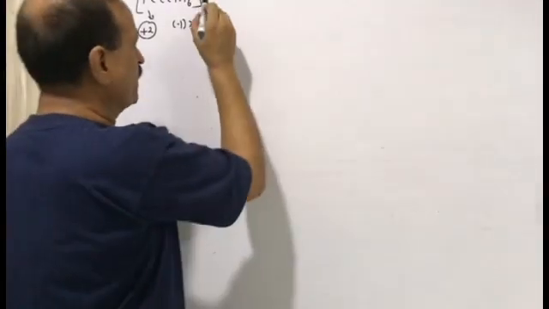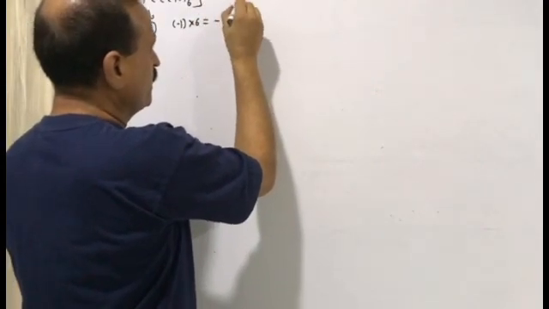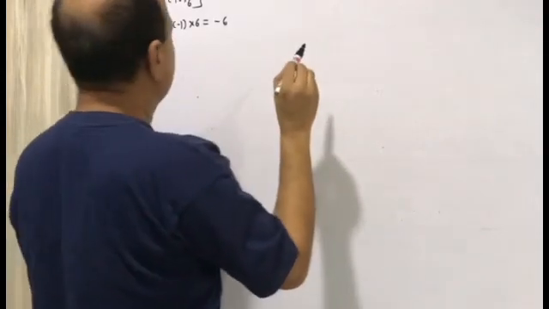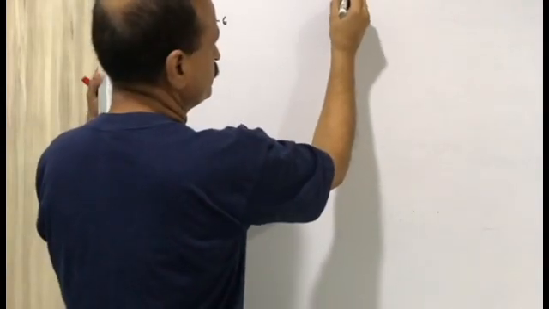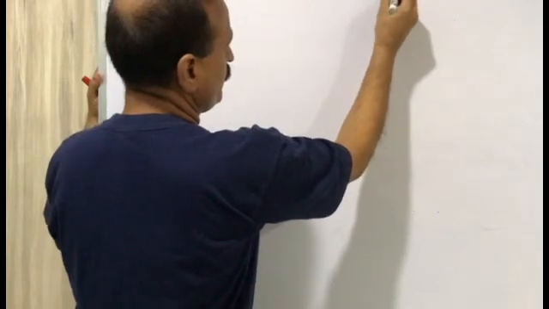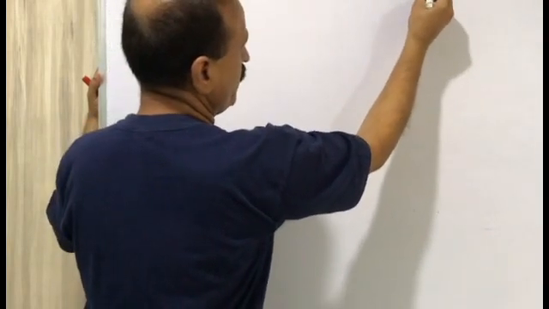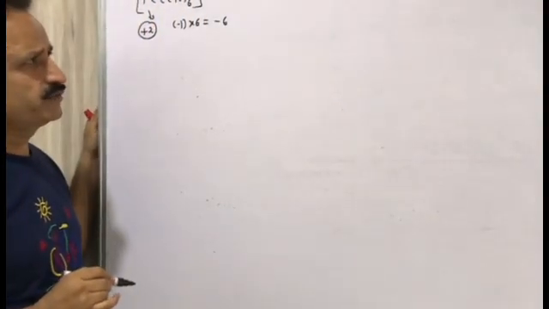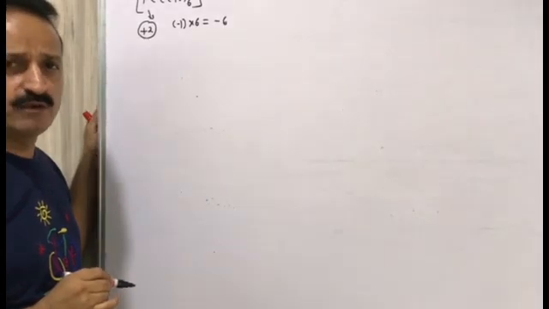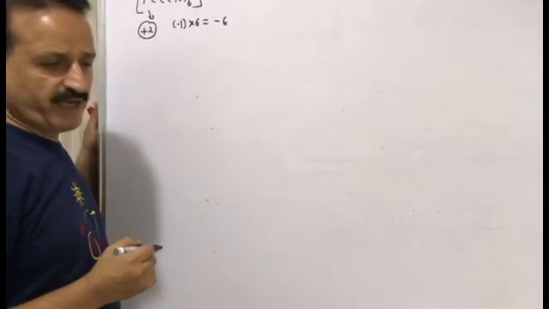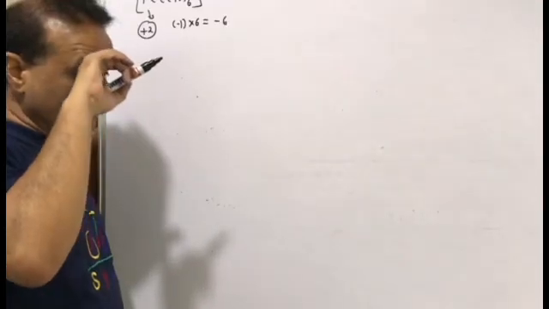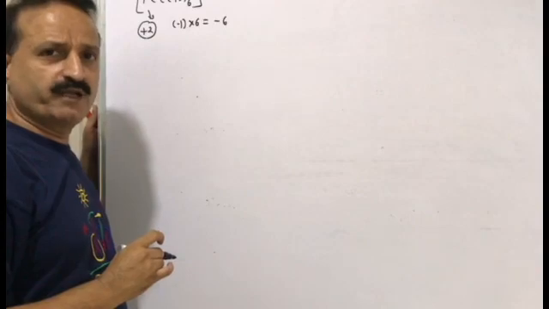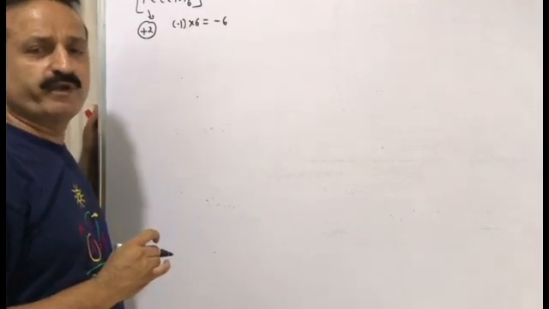Now what is the nomenclature of this one? Hexacyanoferrate(II). It is the IUPAC nomenclature of the given complex ion. Now we will write the electronic configuration, then we will decide the magnetic property, and then we will decide the geometrical structure.